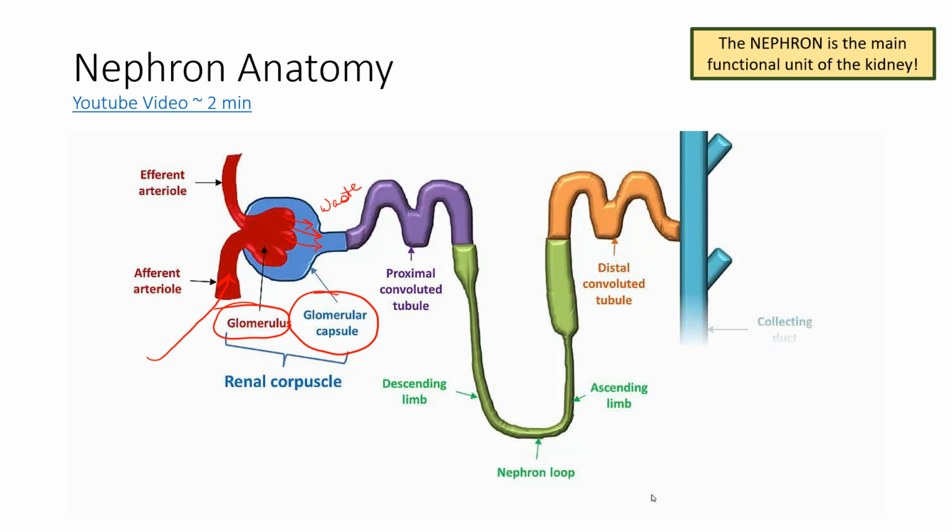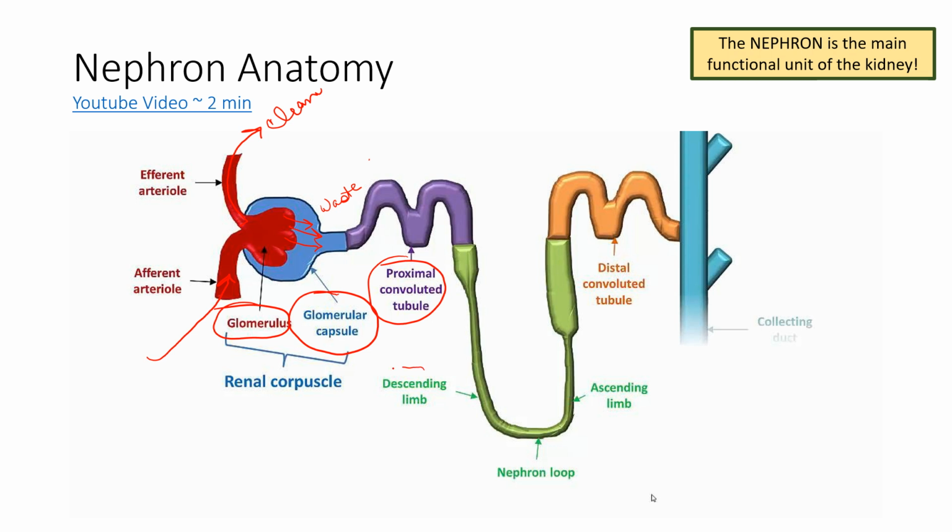Okay, that's what we don't want. And then the clean blood is going to leave the efferent arteriole. Remember, afferent is bringing it towards, efferent is taking it away. Now that waste is going to enter into this first section called the proximal convoluted tubule, proximal because it's closest to the renal corpuscle, convoluted because it's all kind of twisted and crooked there.